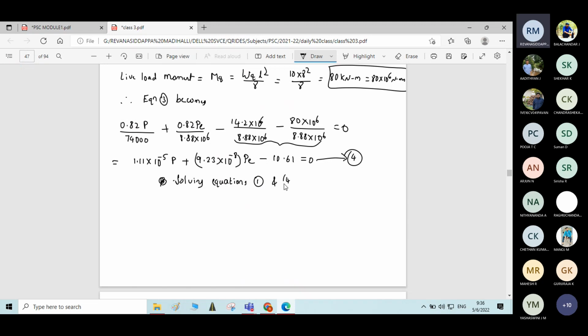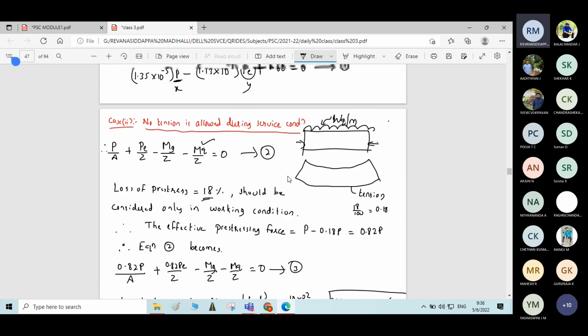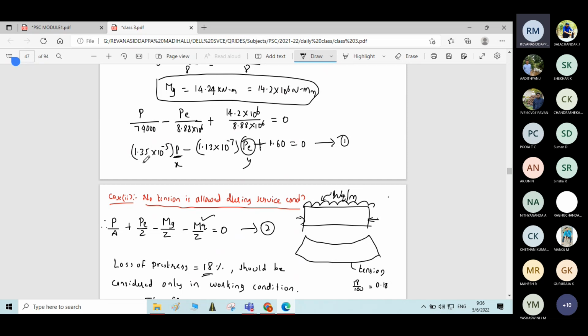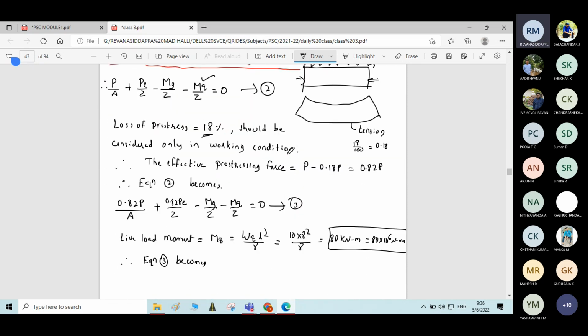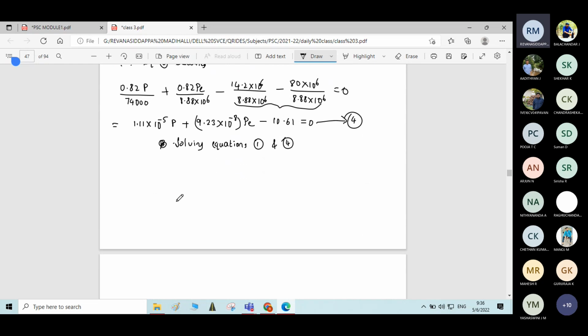1 and 4 and cross check the answer. Equation 1 is 1.35 into 10 power minus 5 P minus 1.13 into 10 power minus 7 PE plus 1.60 is equal to 0. This is the equation 1. Please note down and solve both equation 1 and the 4.